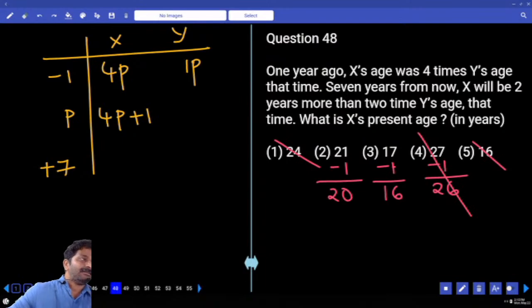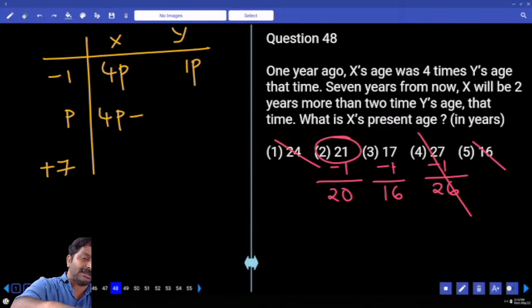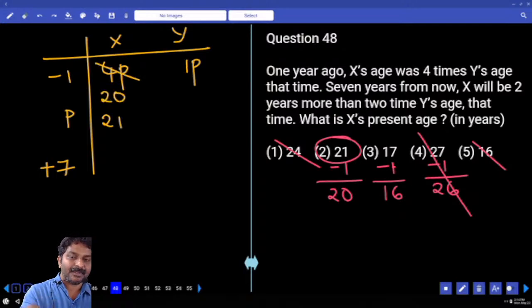How many options are left? So when you are left with 2 options, I told you the trick. You pick one, and either you prove that it is right or you prove that it is wrong. Start with 21. If you prove it is right, that itself is the right answer. If not that, 17 is the final answer. Now let's see. If the present age is 21, one year back it was 20 only.